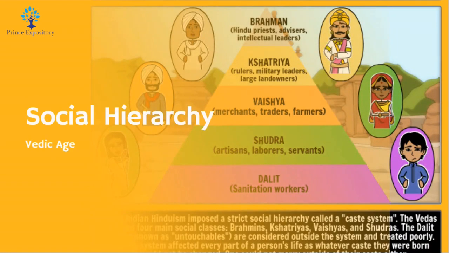Social hierarchy. The concept of varna, which later evolved into the caste system, started to emerge during the Vedic age. The four major varnas were Brahmins, priests and scholars; Kshatriyas, warriors and rulers; Vaishyas, merchants and farmers; and Shudras, laborers.